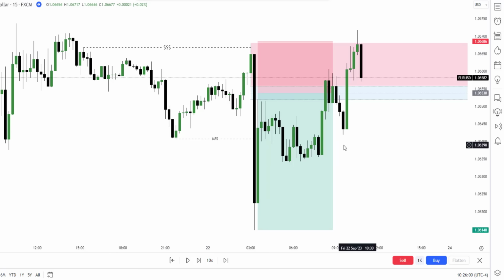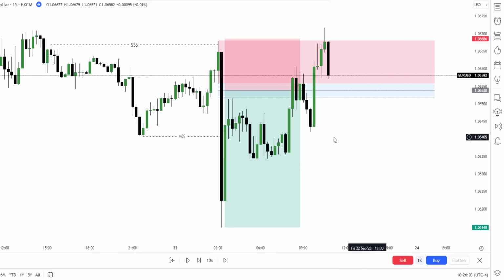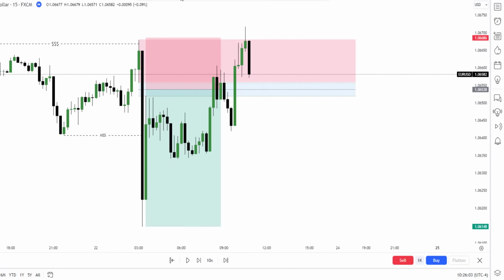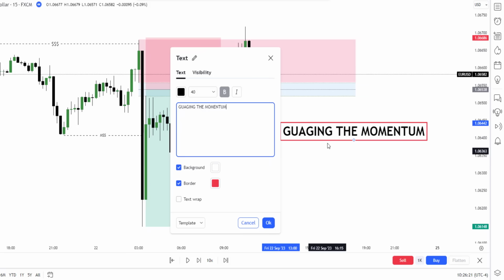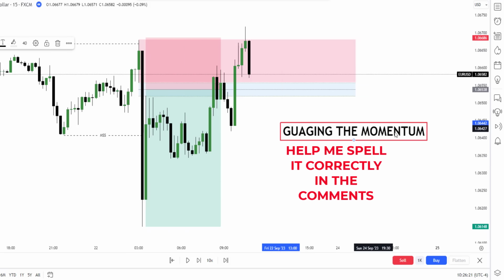All right, so I want to show you something called gauging the momentum. Gauging the momentum. Do we spell gauge like this? Gauging the momentum. Sorry if my spelling of gauging is not correct.